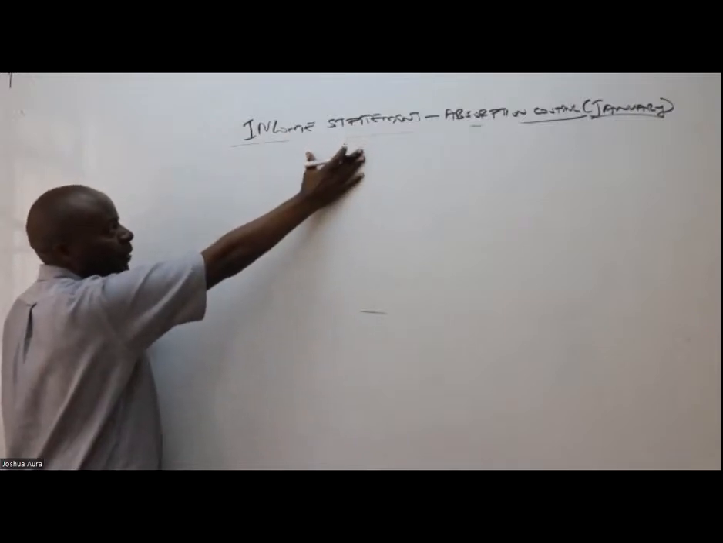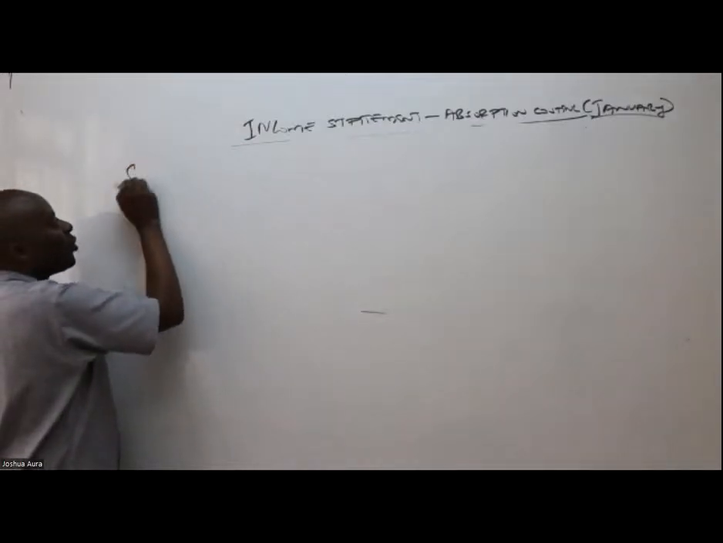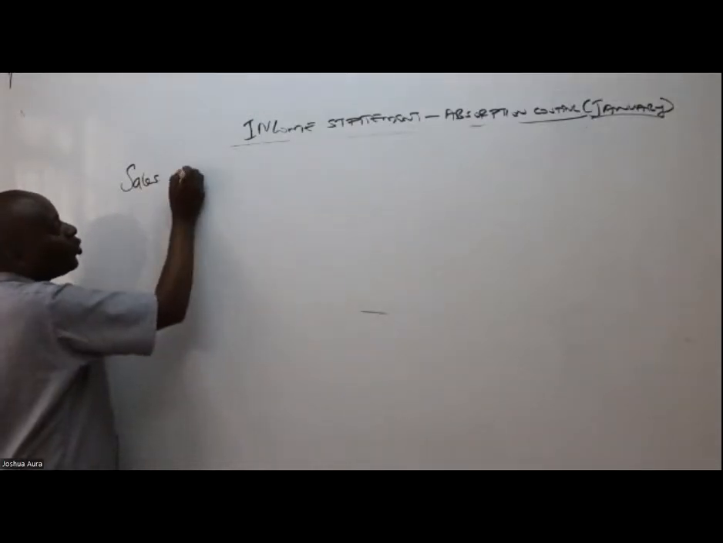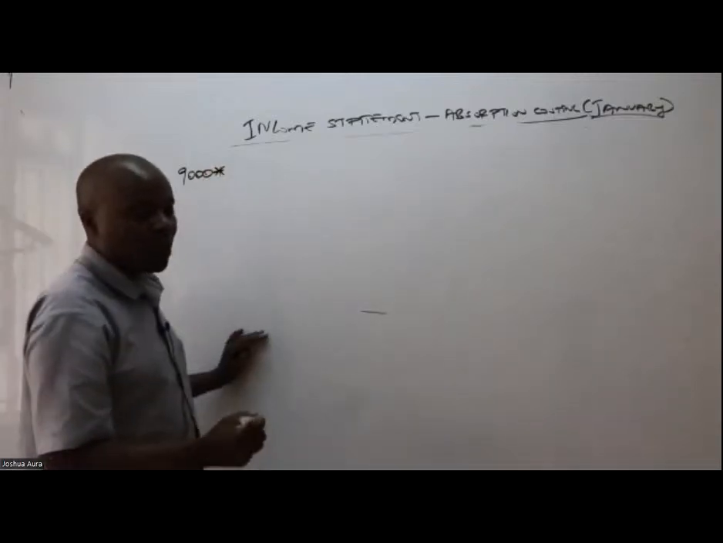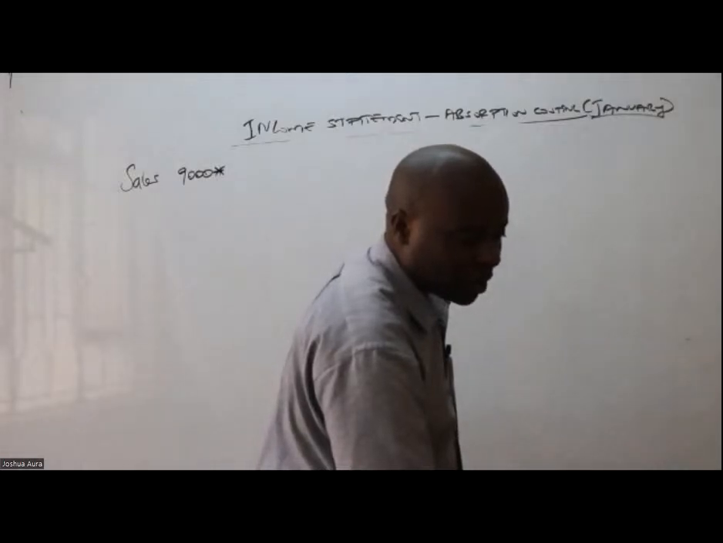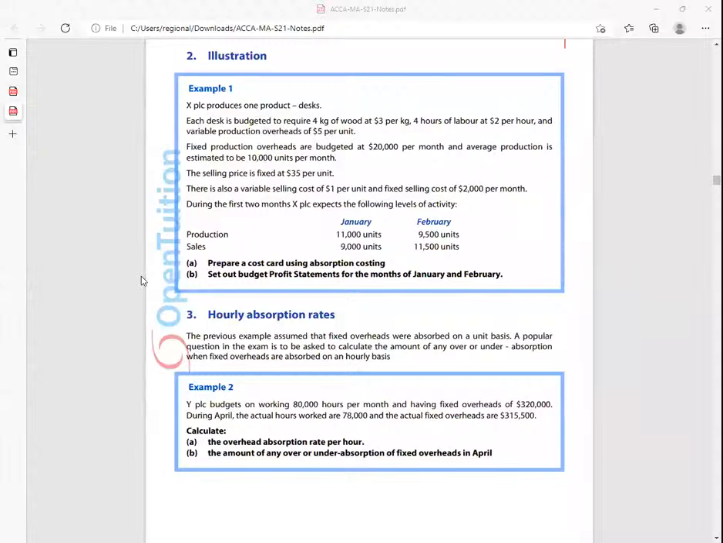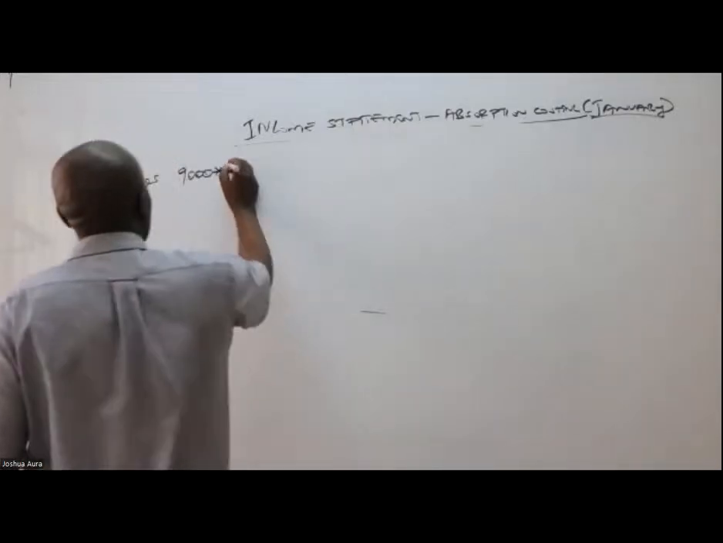The title is there. So we start with the month of January, and we start with sales. Sales for January: you told me that we sold 9,000 units, and each unit is selling at 35. The selling price is 35, so 9,000 times 35.